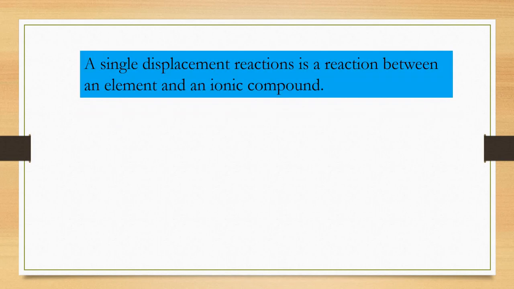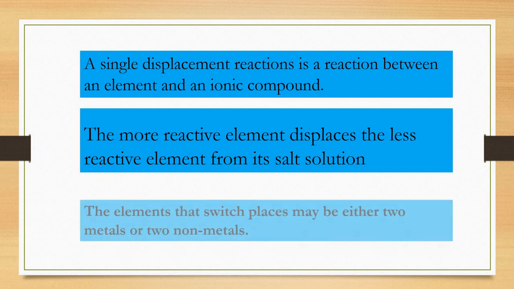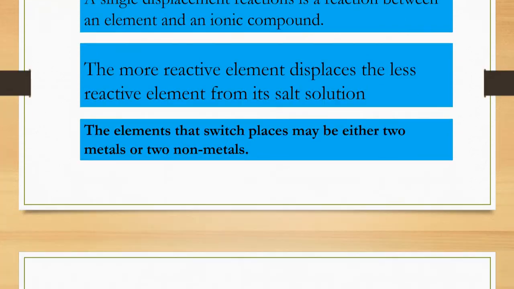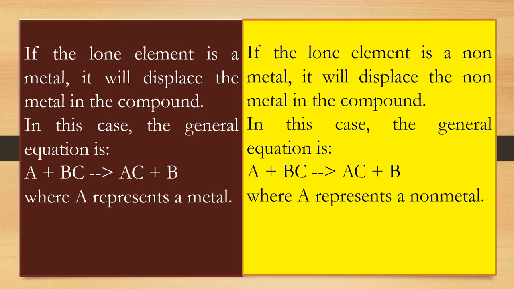So a single displacement reaction is a reaction between an element and an ionic compound. The more reactive element displaces the less reactive element from its salt solution. The elements that switch places may be either two metals or two non-metals. If the lone element is a metal, it will displace the metal in the compound. And if the lone element is a non-metal, it will displace the non-metal in the compound.